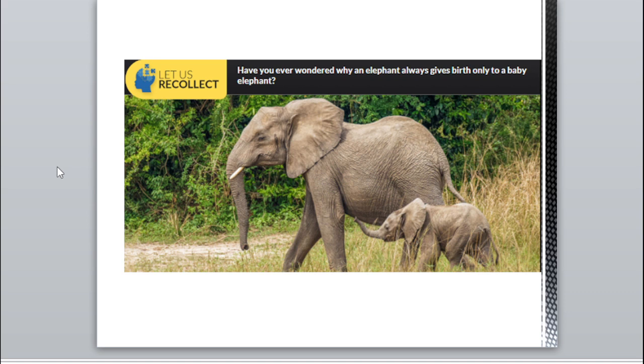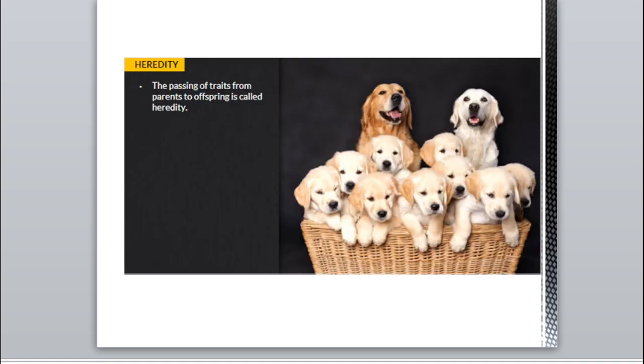So have you ever wondered why an elephant always gives birth to only a baby elephant? Have you? This is because of heredity, which means the passing of traits from parent to offspring. How are these traits or characteristics passed from parent to their offspring?